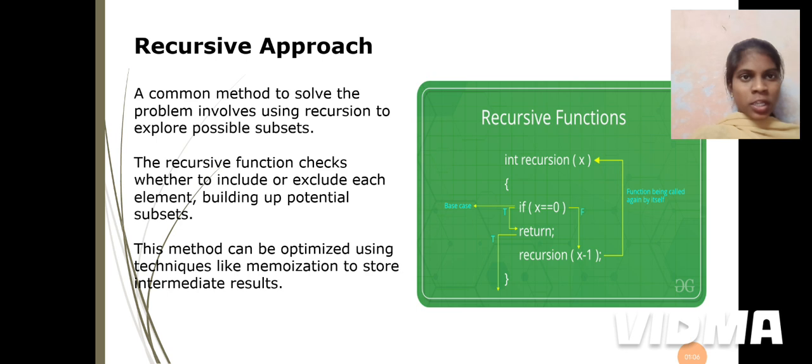Recursive approach. A common method to solve the problem is using recursion to explore possible subsets. The recursive function checks whether to include or exclude each element, building up potential subsets. This method can be optimized using techniques like memoization to store intermediate results.